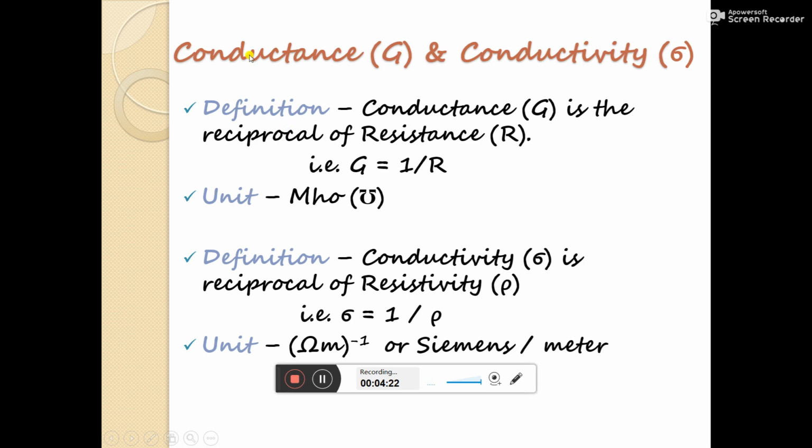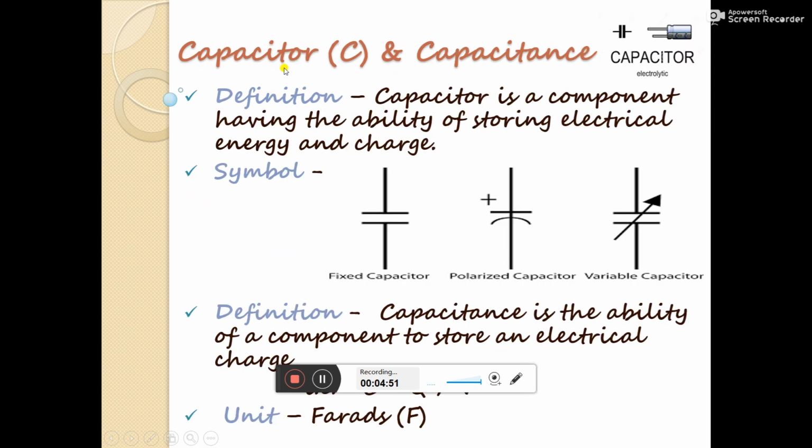The next term we have conductance and conductivity. The conductance is nothing but the reciprocal of resistance. So we can write G is equal to 1 upon R and the unit for conductance is mho. The conductivity is the reciprocal of resistivity. So we can write sigma is equal to 1 upon rho and unit for conductivity is ohm meter inverse or Siemens per meter. The next we have capacitor and capacitance.